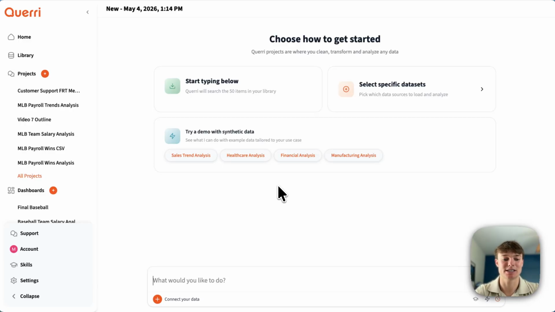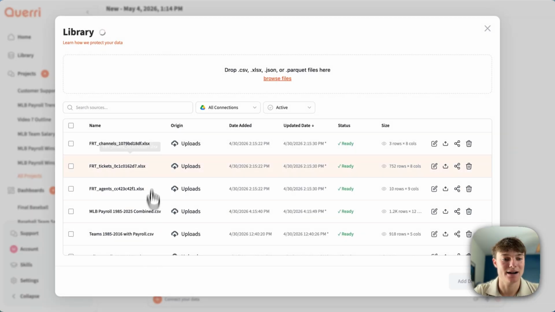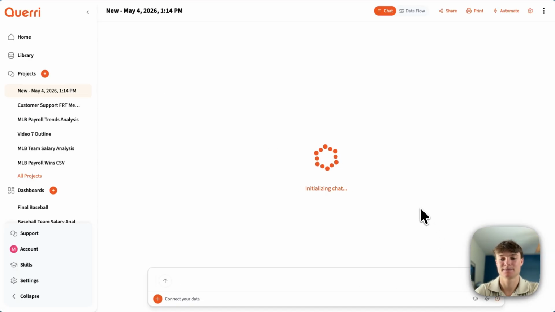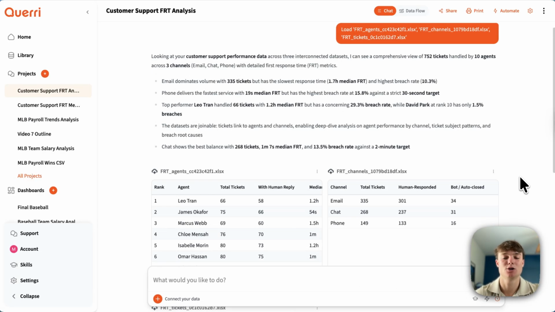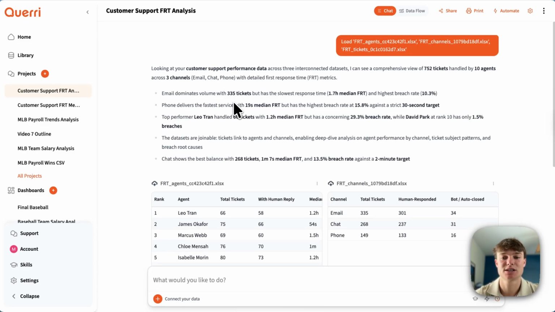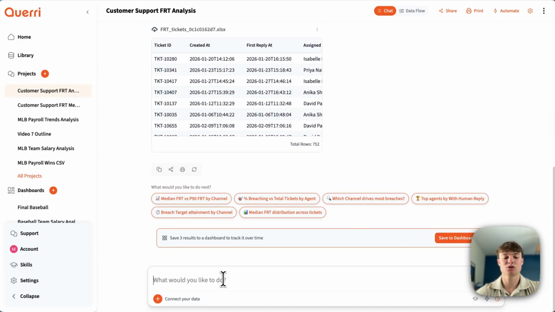So to get started, let's connect our data. I have our FRT agents right here, channels, and tickets. Now that our data is loaded in, we can see a comprehensive view of 750 tickets handled by 10 agents across 3 channels. So there's a lot we can look into here. This is the top performer. Phone delivers the fastest service. But first, let's start computing FRTs to really get into the data.